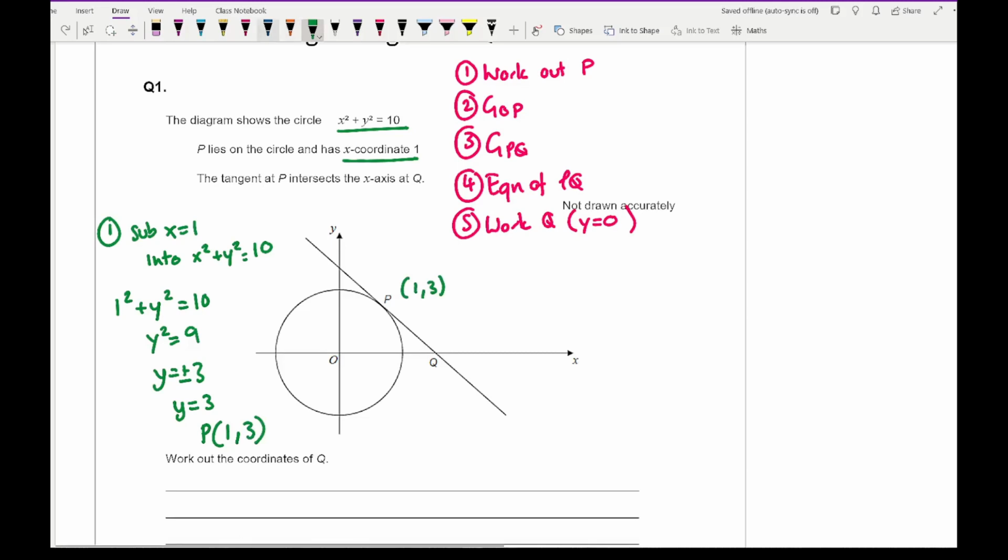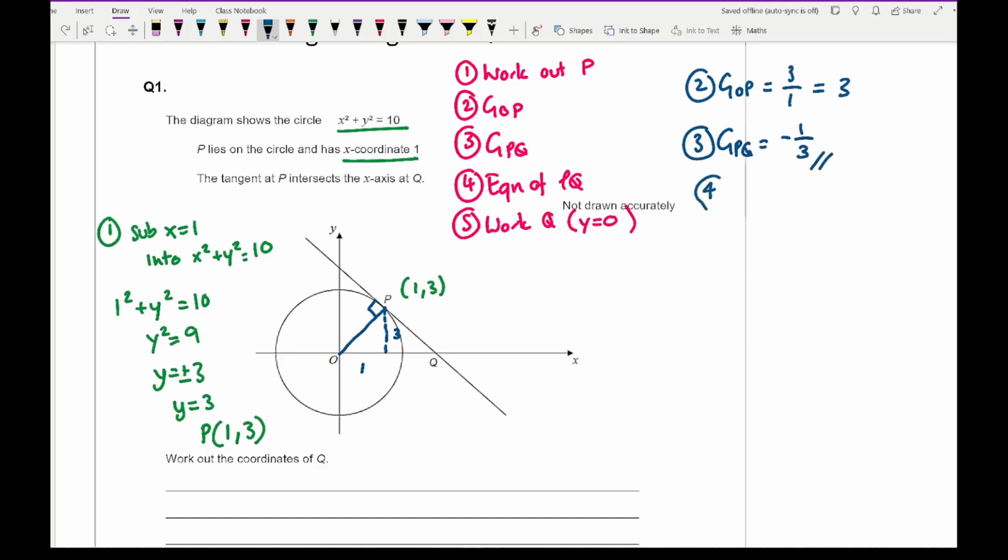So from this, what I can then do is work out the gradient of OP. So if I just draw a straight line, and looking at that point, the height is going to be 3, the base is going to be 1, so then the gradient of OP is going to be 3 over 1, and it's going to be positive 3 because the line has got a positive gradient. Now as OP is a radius and it meets the tangent PQ, we know it's going to be perpendicular, so therefore the gradient of PQ is going to be the negative reciprocal, so it's going to be minus a third.